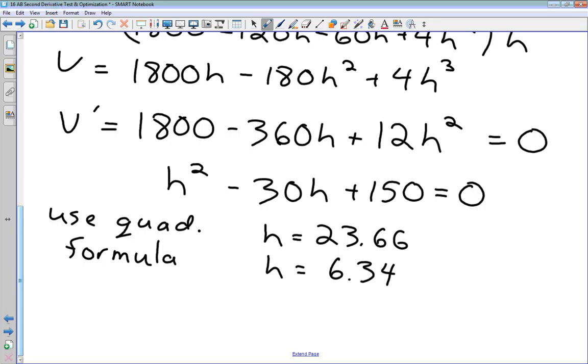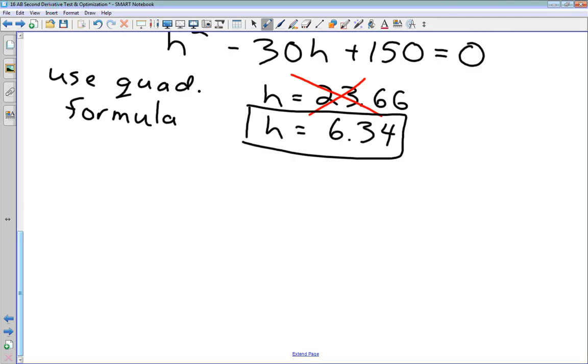Which of these solutions are we going to use here? Liam? 6.34 because it's in the domain. Yeah, only one of these is in our domain, so we can immediately get rid of that one right there. So our answer for h is 6.34. Now, let's double check, make sure that this actually corresponds to a maximum value.